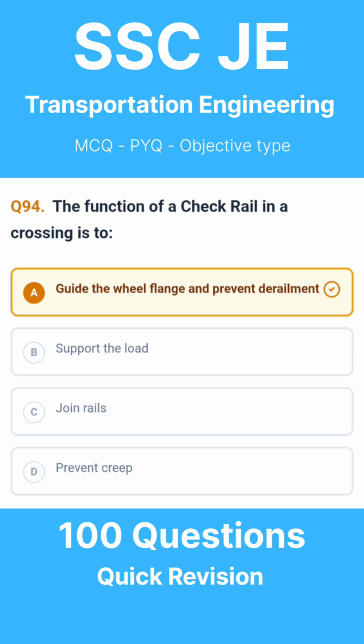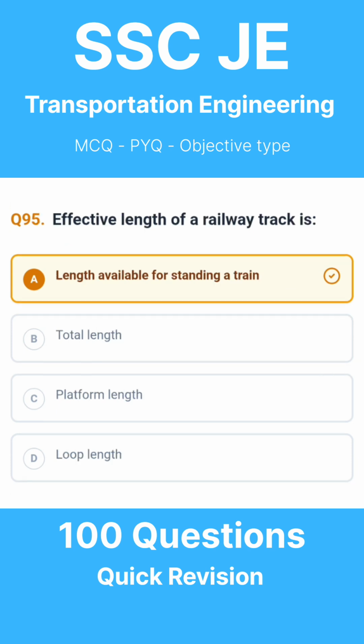Question 94. The function of a check rail in a crossing is to. The correct answer is guide the wheel flange and prevent derailment. Question 95. Effective length of a railway track is. The correct answer is length available for standing a train.